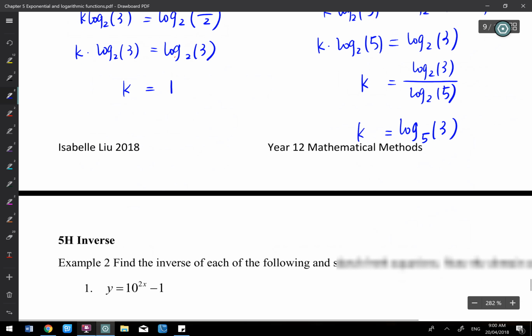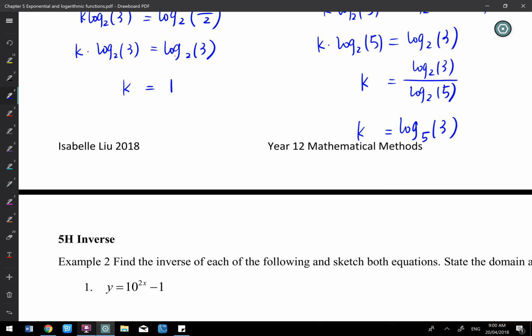So that's log solving. Basically we only have equation solving.